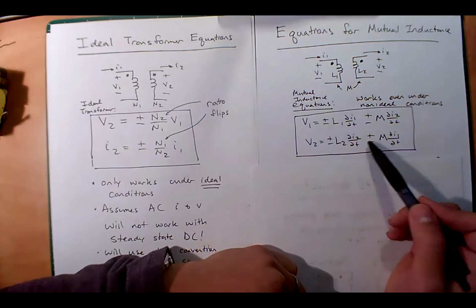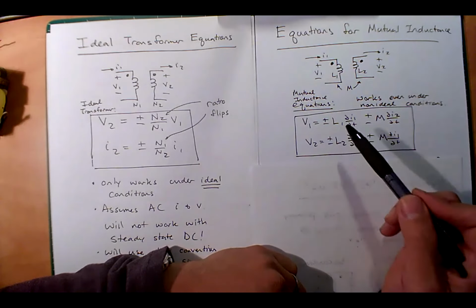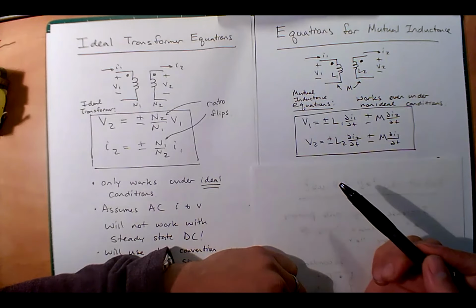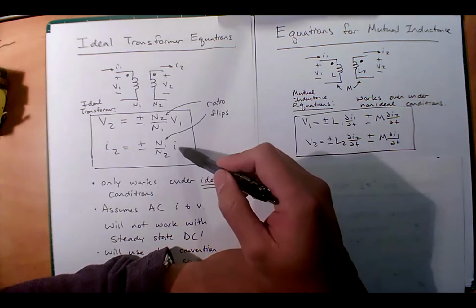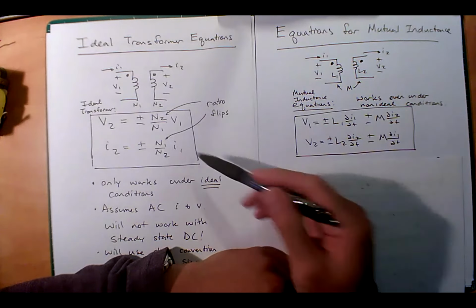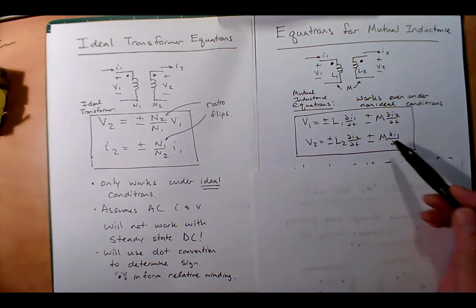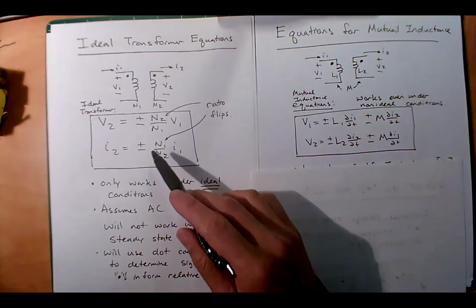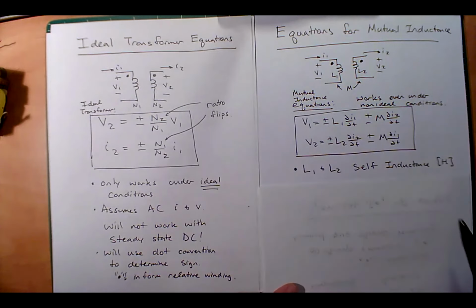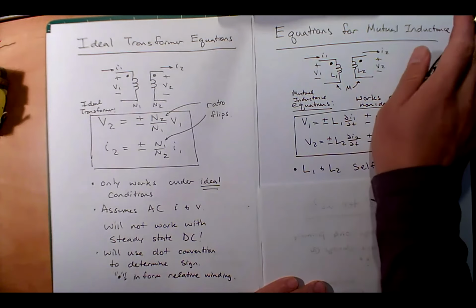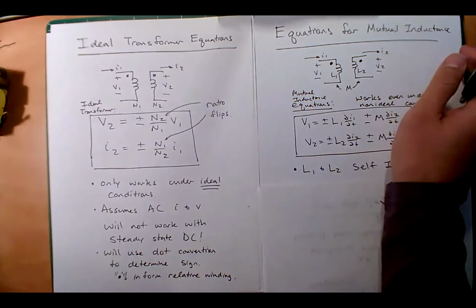So there are similarities. In fact, we will show in the next lecture that this actually comes from this under ideal conditions. So this is a special case of this one. This is the more general equations. This is just the special one, all right? So let's study this one for a bit, and then later we'll prove in the next lecture that this is from this. Okay, so L1 and L2 are the self-inductances. We already know this. This is just like a regular single inductor, no problem.